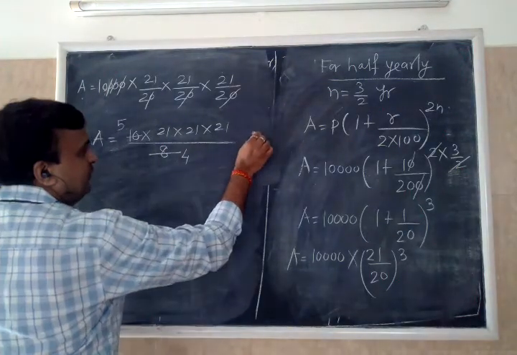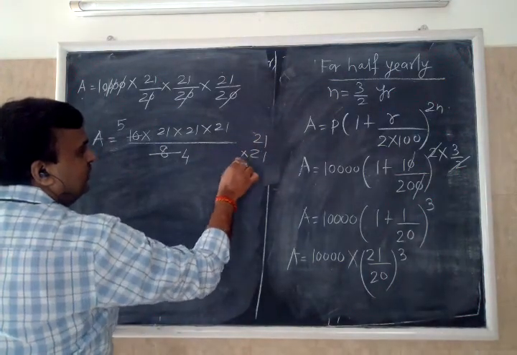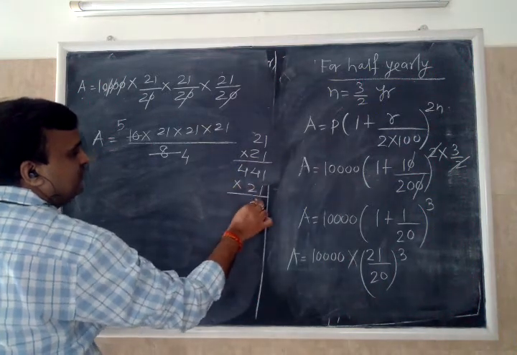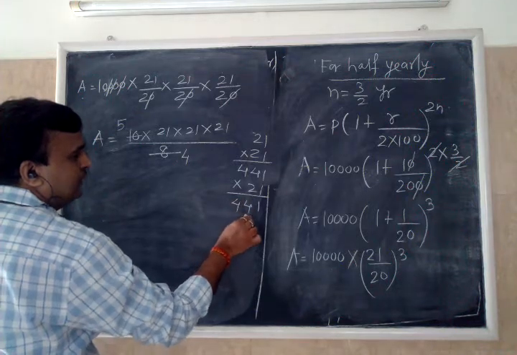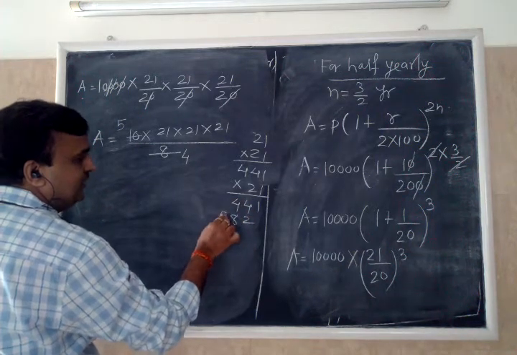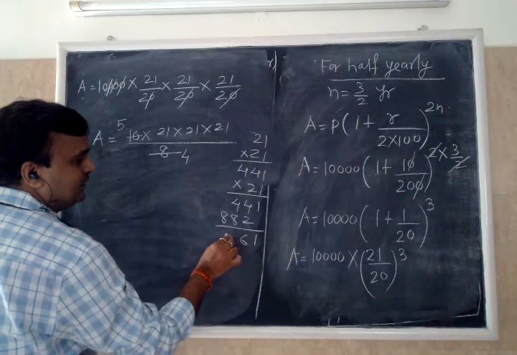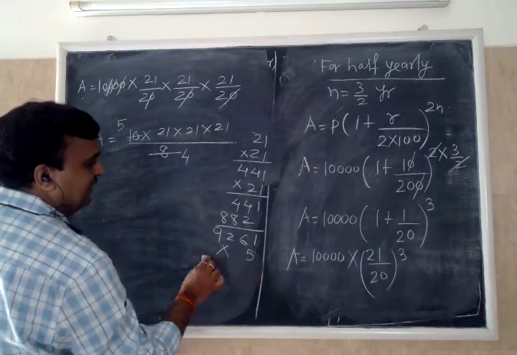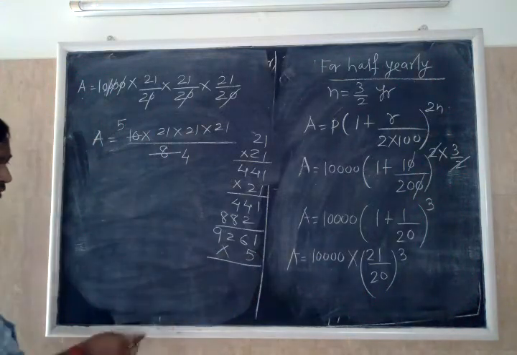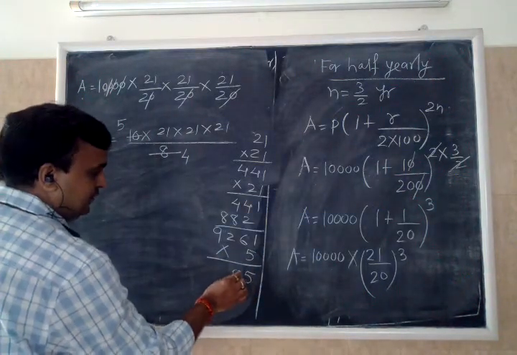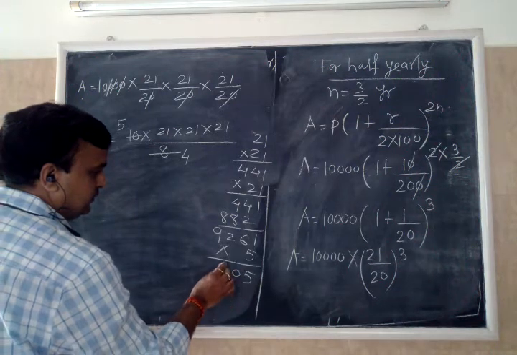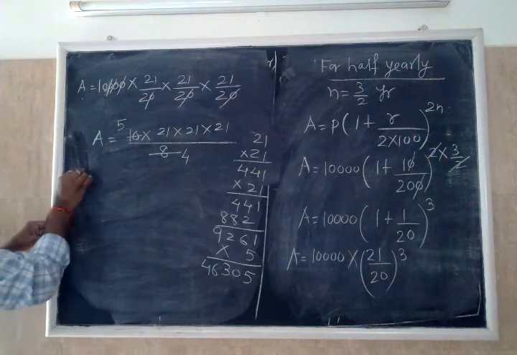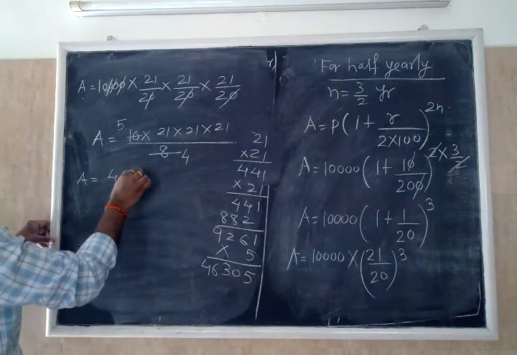Multiply. So 21 into 21 is 441. 441 into 21: 1 1 is 1, 2 1 is 2, 4 1 is 4, then 8, 8, 9261. 9261 multiplied with 5 is 46,305. So A is 46,305.